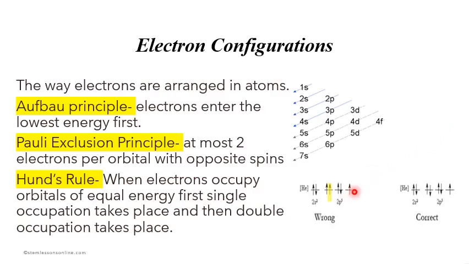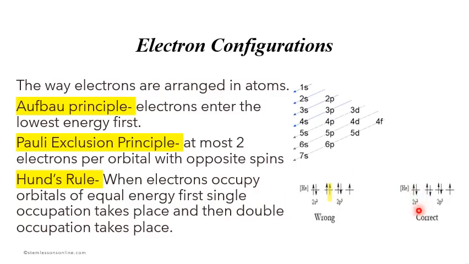You see that Pauli's exclusion principle says you cannot have both arrows upward or both arrows downward. One should be up and the other one should be down. So this is the wrong representation because of this one, but this is the correct representation. Everything you can see, up and down.